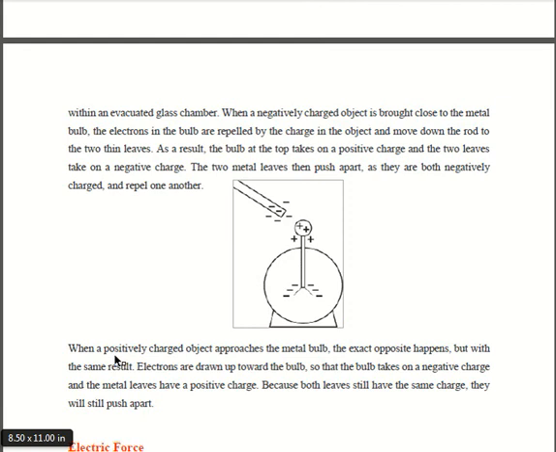So if we flipped it around, if we had a positively charged object approaching the bulb, then the opposite would happen. We'd be left with a bunch of negatives here. All the positives would be down here in the leaves. Since they still have the same charge, they would still push away from each other. So that is about all we need to know for charge.